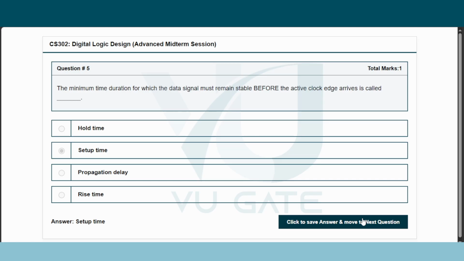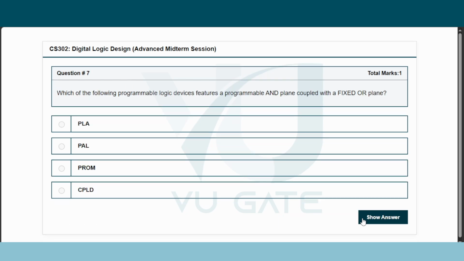Let's check out the sixth question. The minimum time duration for which the data signal must remain stable after the active clock edge has arrived is called blank. The correct answer is hold time. Moving forward to question number 7. Which of the following programmable logic devices features a programmable AND plane coupled with a fixed OR plane? The correct answer is PAL.